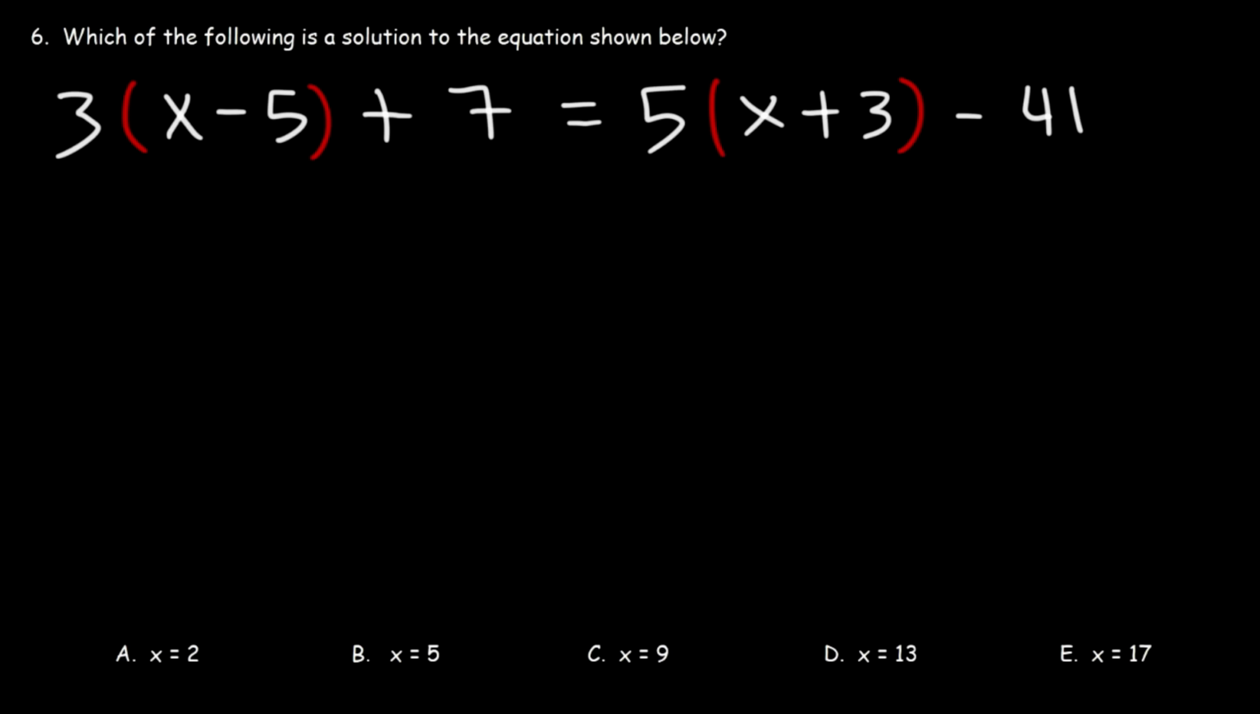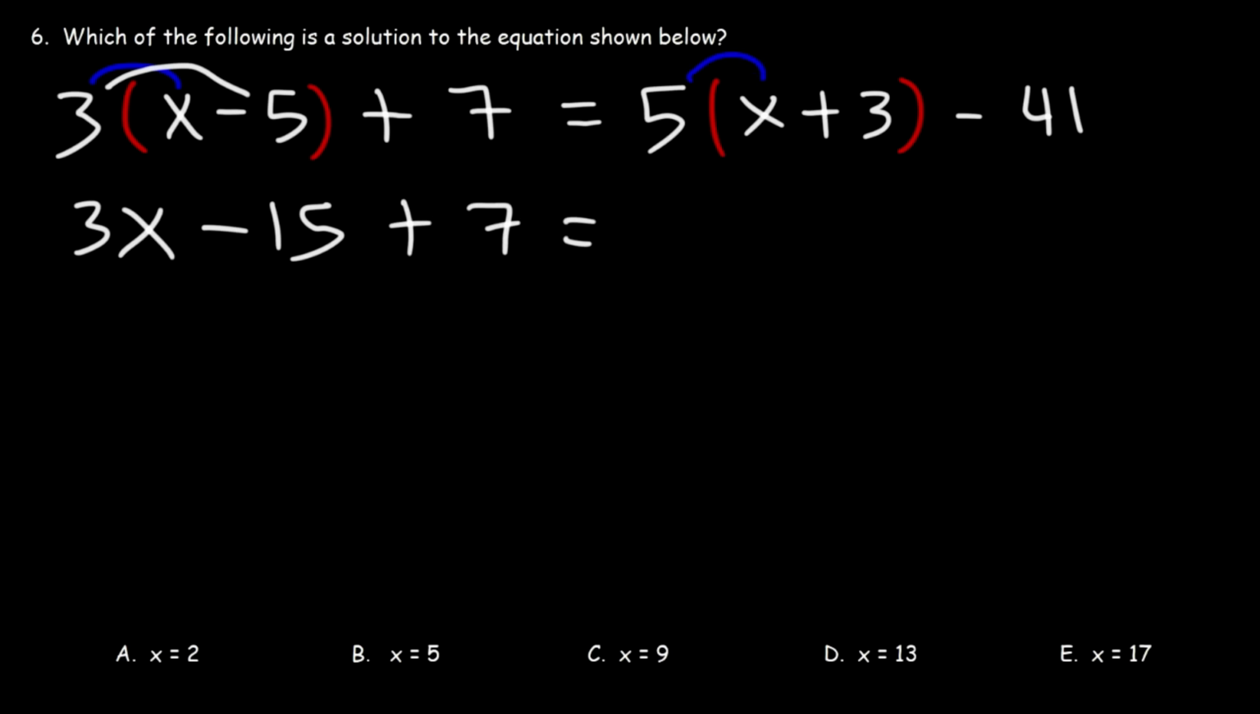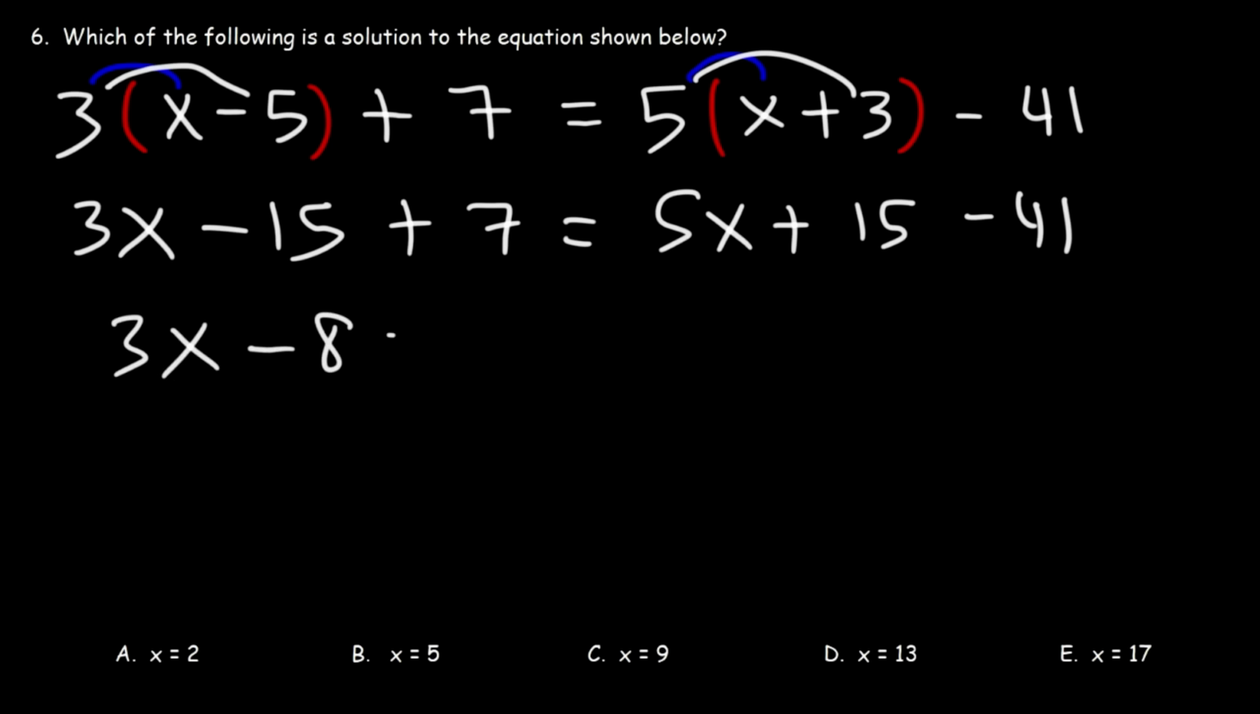The first thing we want to do is distribute. We want to get rid of the parentheses. So here we have 3 times x, which is going to be 3x, and then 3 times negative 5 is negative 15. And then we have 5 times x, and then 5 times 3, which is 15. Now our next step is to combine like terms. Negative 15 plus 7, that's going to be negative 8. And then 15 minus 41 is negative 26.